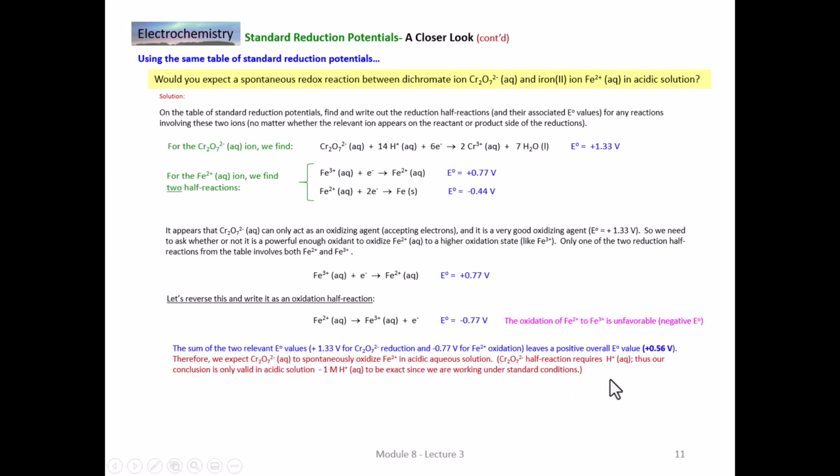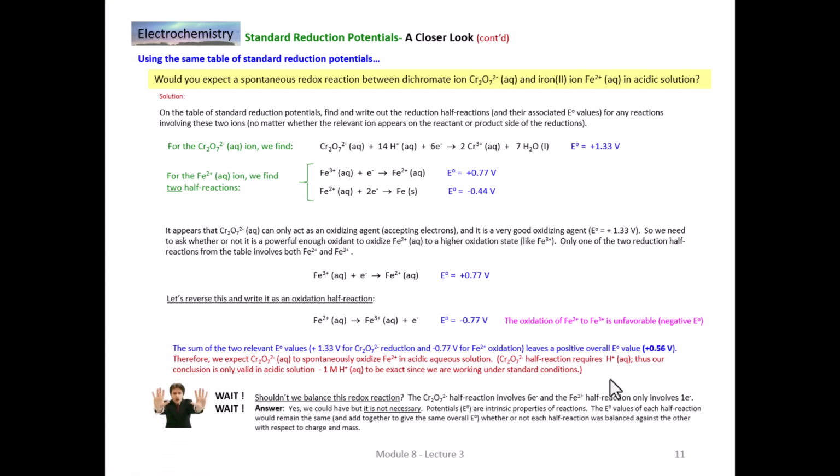Now, if I haven't lost you totally by now, and hopefully I have not, one question you may have is, hey, shouldn't we balance the redox reaction? The redox reaction, of course, is the reaction of dichromate with iron 2+, where the dichromate takes electrons and is reduced to chromium 3+, and iron 2+ gives the electrons and is oxidized to iron 3+. But this whole thing seems out of balance. The dichromate is picking up 6 electrons each, where each iron 2+ only gives up 1 electron to form iron 3+. So again, you might ask, shouldn't we balance the redox reaction before we make this conclusion that the entire reaction is favorable by plus 0.56 volts?